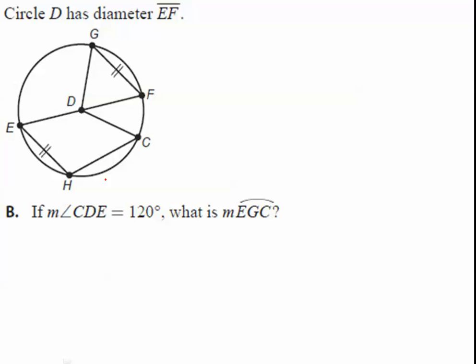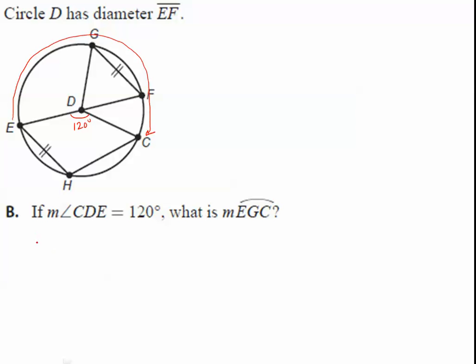Okay, circle D has a diameter of EF, just like our last problem. It says if the measure of angle CDE is 120 degrees, and that's going to be this angle right here, what is the measure of the major arc EGC? So since we got a major arc, I'm not going to try to draw in the circle. EGC. Okay, that's how I determine my major arc.